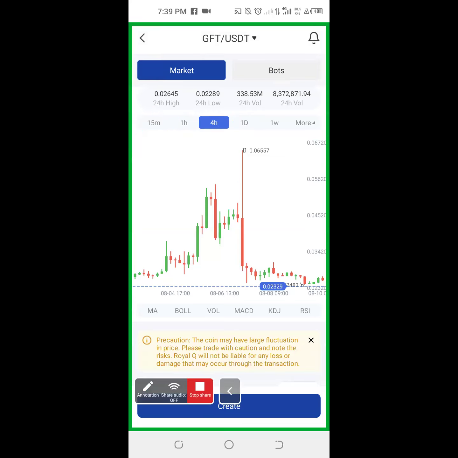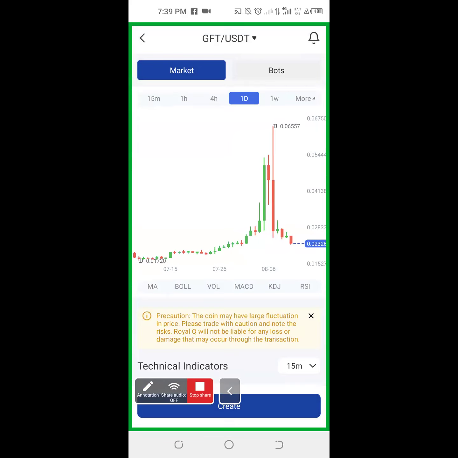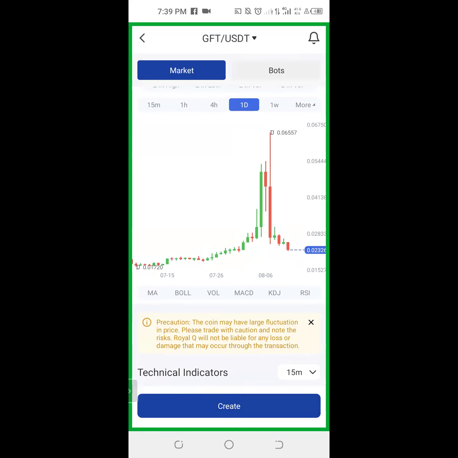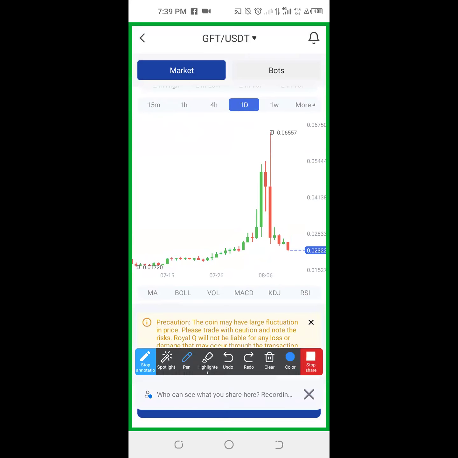But let me look for a place where a coin pumped. You can see how this coin pumped from here, from this place up here. That's going to be a massive profit from here up here. But you see, this is a daily chart. It's like 1, 2, 3, 4, 5 days for the coin to move up like that.